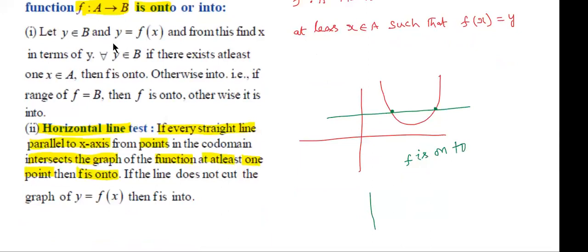If the curve is like this, the curve is increasing, then draw the horizontal line. It will intersect at only 1 point. So this is not onto. This is not onto. Okay.